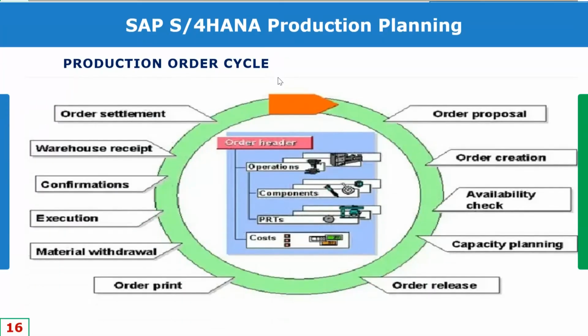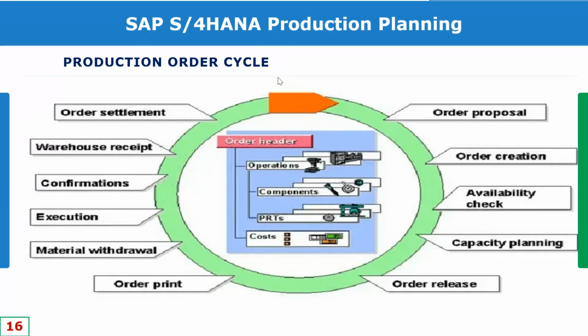And we will cover the production order. When we are creating the production order, what are the different stages involved in that production order? For example, when we are creating the order, what is the quantity and which machine we are going to use, and when we are releasing the order, settling that order, converting, doing goods movement against the order, all these things will be covered in the production order cycle.